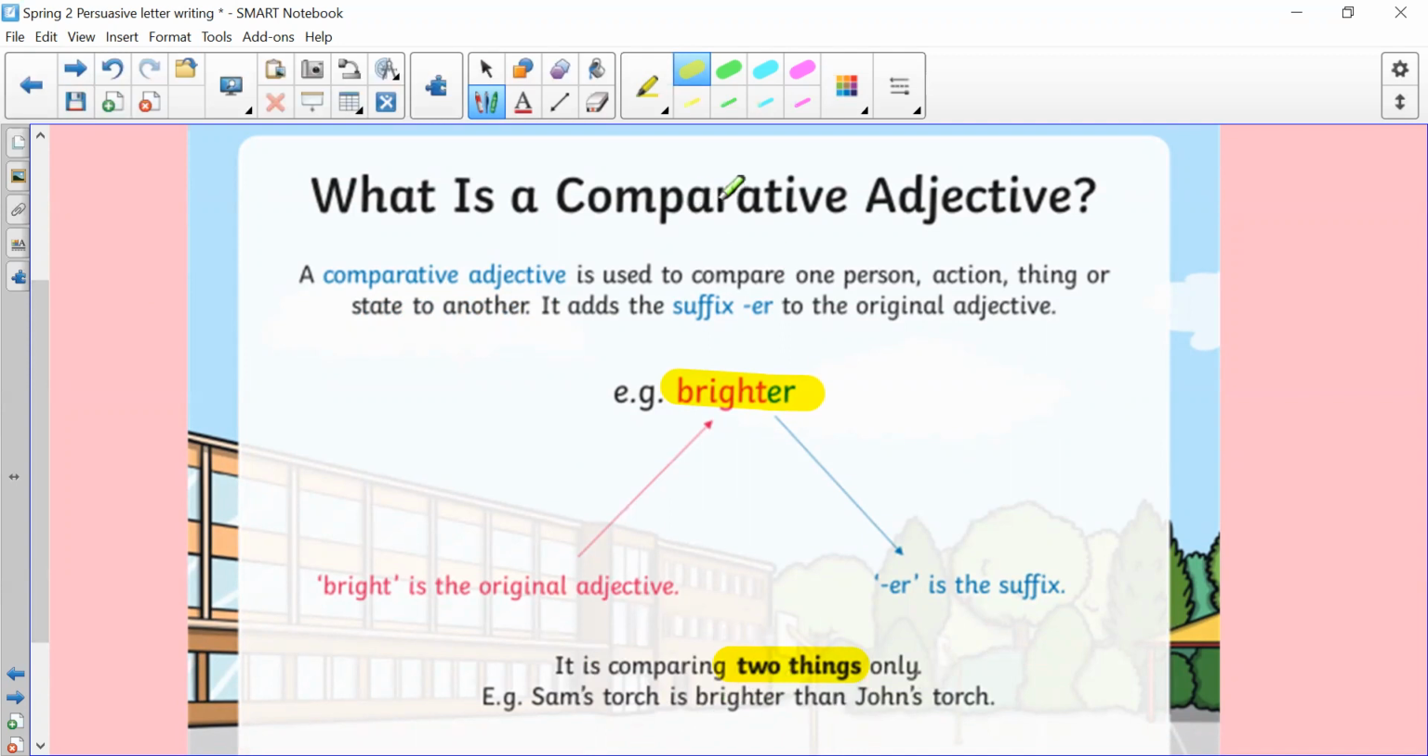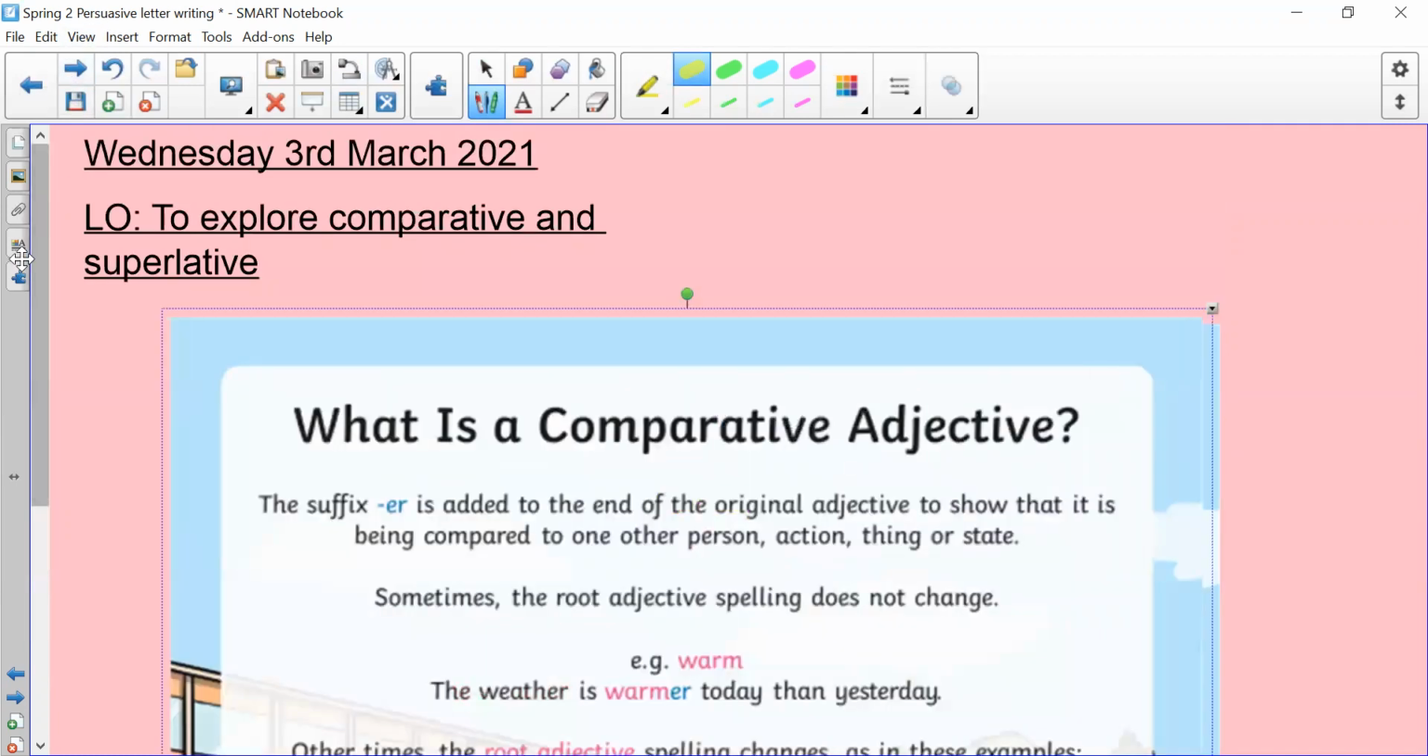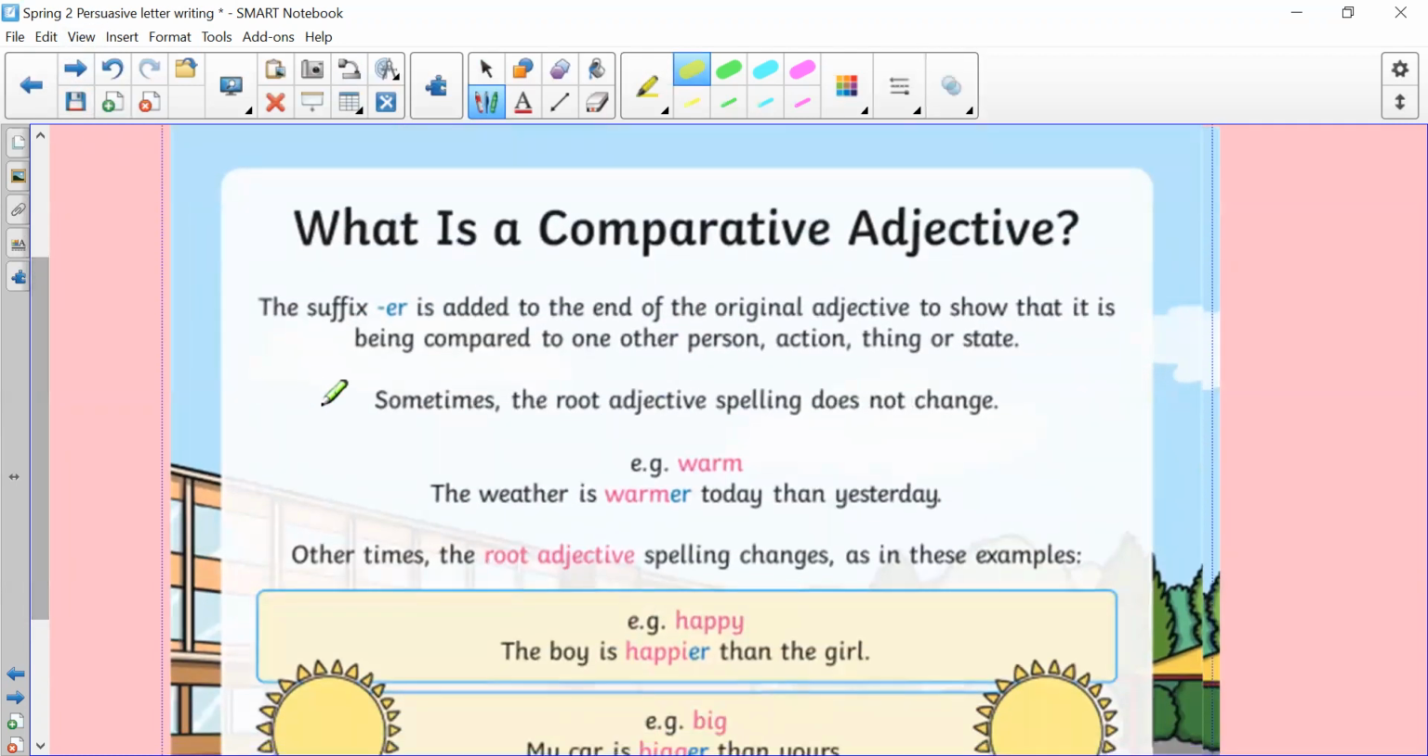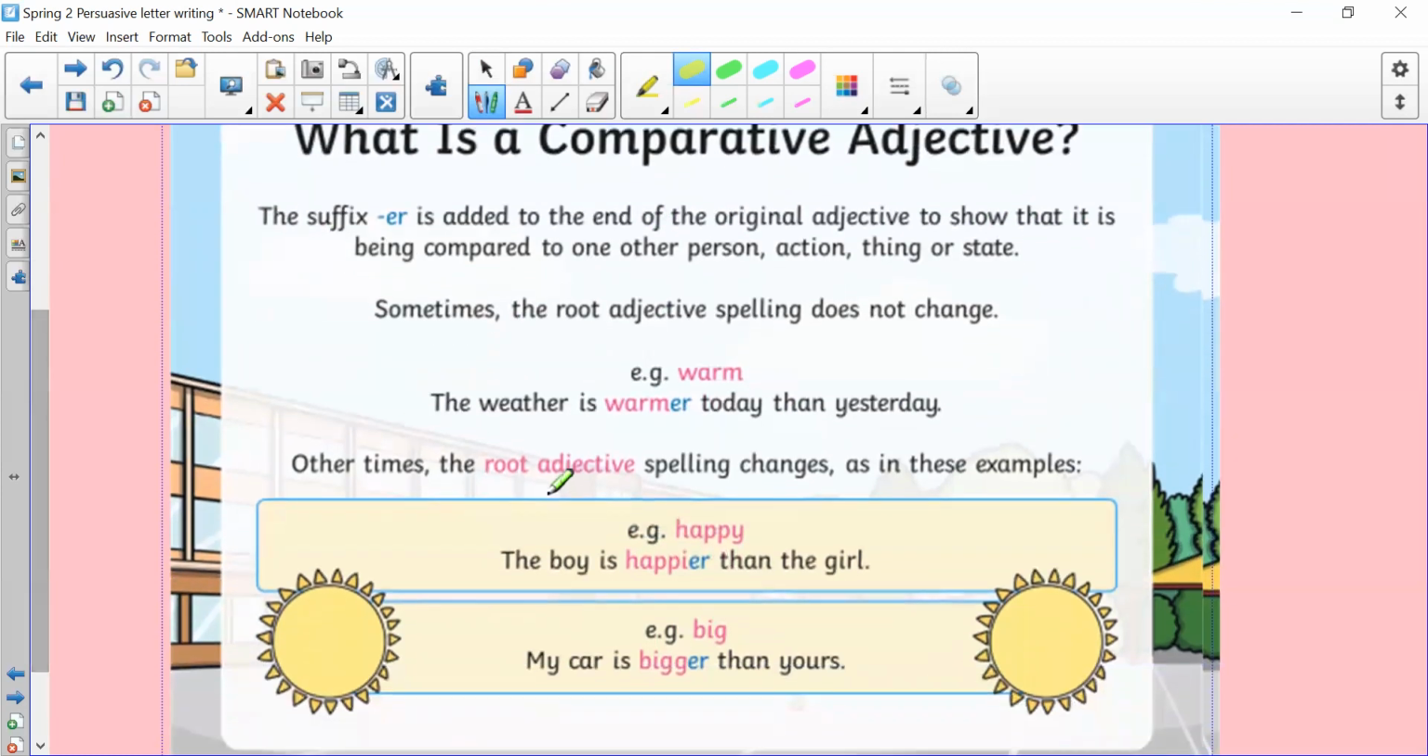And you can see comparative, comparing. That's how you remember. So the suffix ER is added to the end of the original adjective to show that it's being compared to another person, action, thing, or state. Sometimes the root adjective spelling does not change, e.g., warm. The weather is warmer today than yesterday. Other times the root adjective spelling changes, as in these examples.